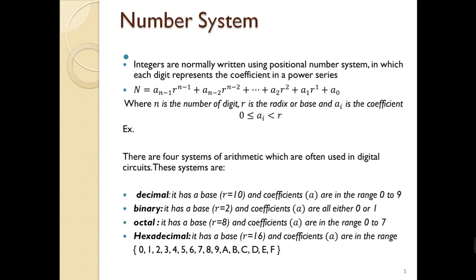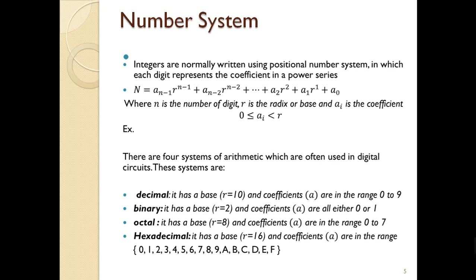Next topic is the number system. Integers are normally written using a positional number system, because each digit represents a coefficient in a power series. Here is one formula: N equals a of n minus 1, r to the power of n minus 1, plus the next digit, up to a2 r power 2, then a1 r power 1, plus a0, where n is the number of digits, r is the radix or base of the number, and a is the coefficient. This is for integer numbers, not fractional numbers. Integer numbers are represented by capital letter N.